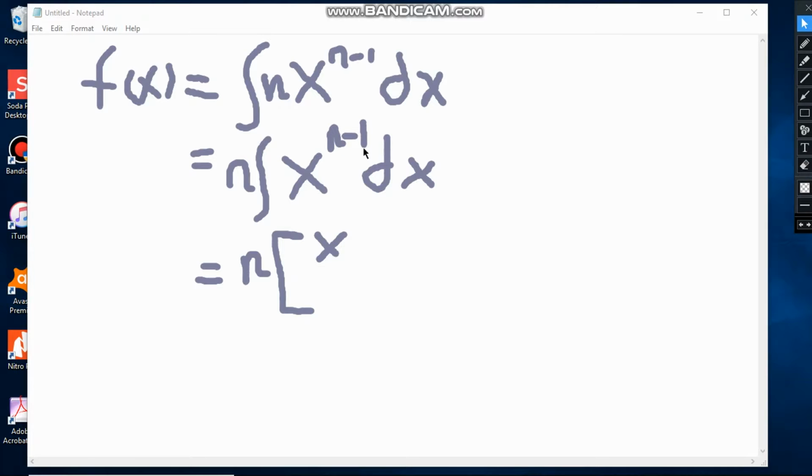All of these steps are reverse to differentiation. In differentiation, first we put n at this position and then we minus. But in integration, first we add 1 to this power and then we divide by the result of adding 1 to this power. So what do we get?